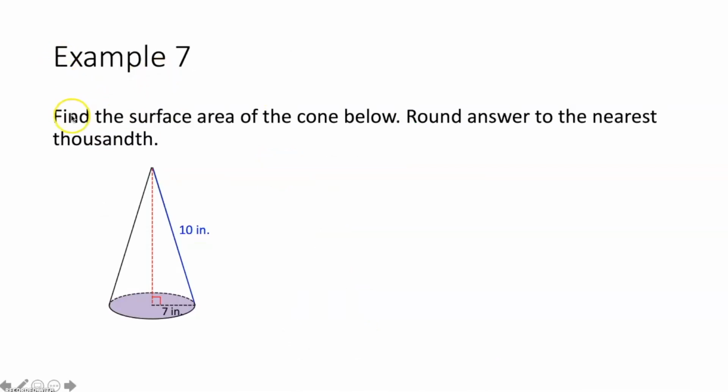Now example 7 says find the surface area of the cone below. Round answer to the nearest thousandth. So in order to find the surface area of a cone, you need to remember the surface area of a cone formula. Well, it's the exact same as the surface area of a pyramid formula. Surface area is equal to the lateral area plus the area of the base. And remember, the lateral area of a cone is going to be 1/2 the perimeter of your base times your slant height. And since we're dealing with a cone, that means the base is a circle. So the perimeter of your base is going to be the circumference of this circle, or 2 pi r.